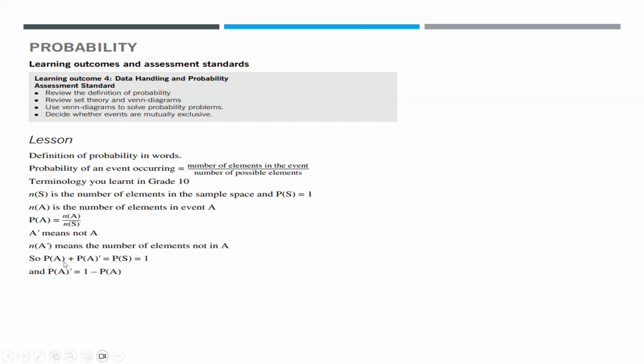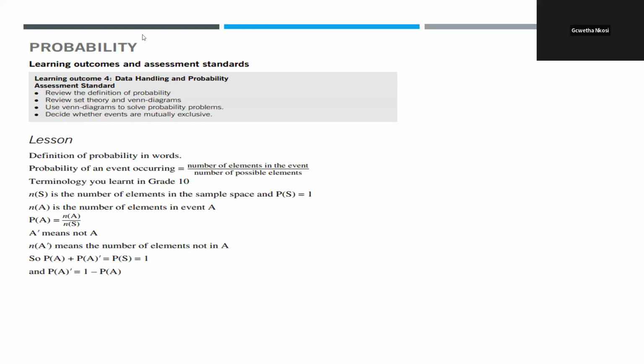Now, the probability of not A will be 1 minus the probability of A. Okay, let me just switch on my camera. Yeah, it will be 1 minus the probability of A.